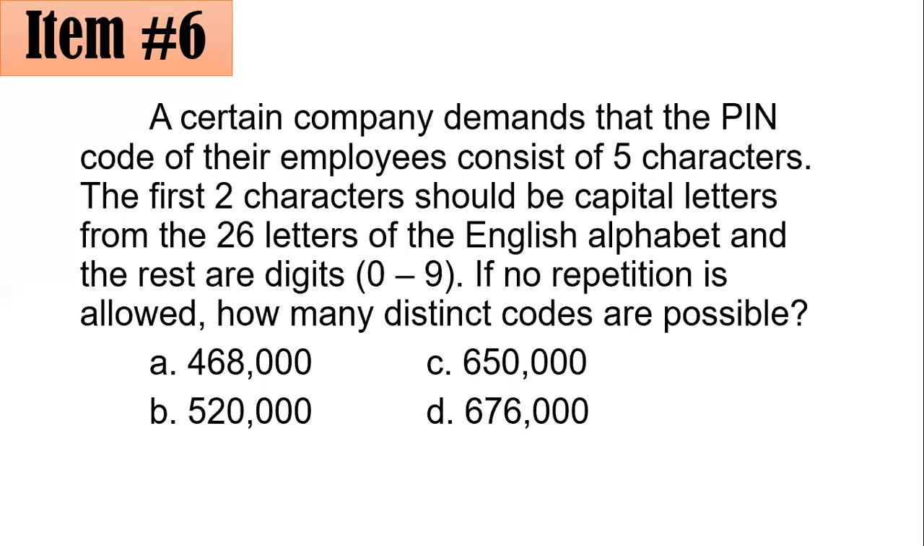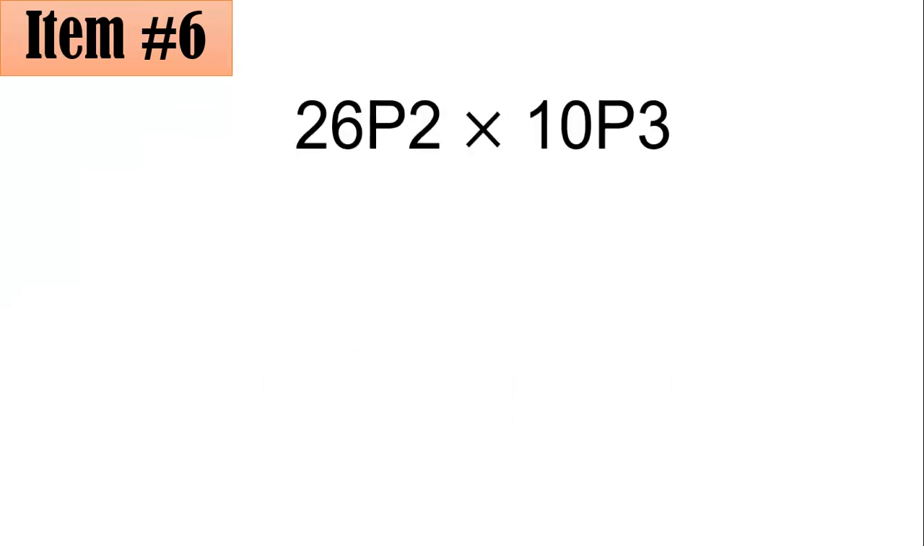And for this one, actually, this could be answered by simplifying 26 permutation 2 times 10 permutation 3. How come? Because the first 2 elements of your PIN code should be letters from your alphabet, and we have the English alphabet, and there are 26 of them from A, B, C, D until Z, and you are going to choose 2 of them. And here in this case, there's no repetition, right? That's why we have used the linear permutation formula.